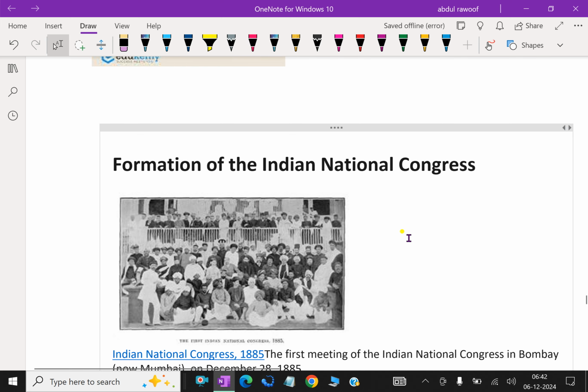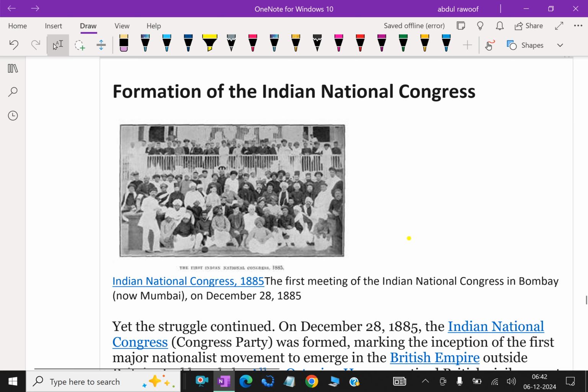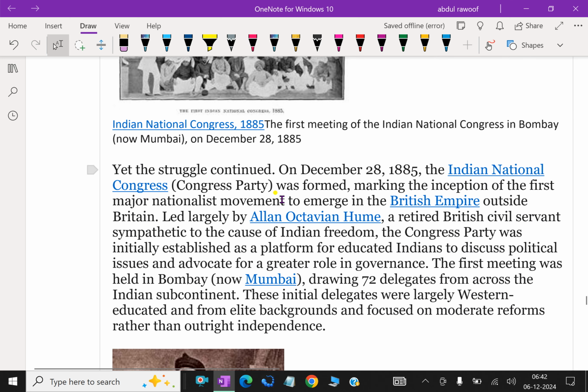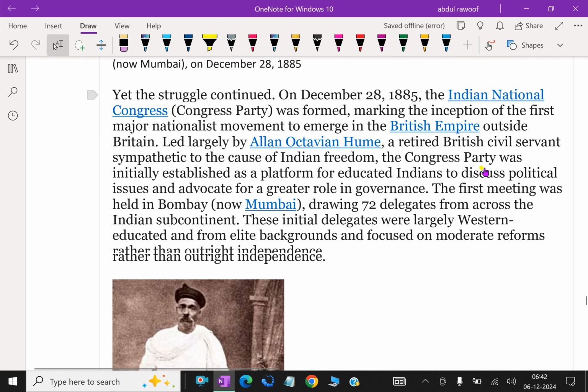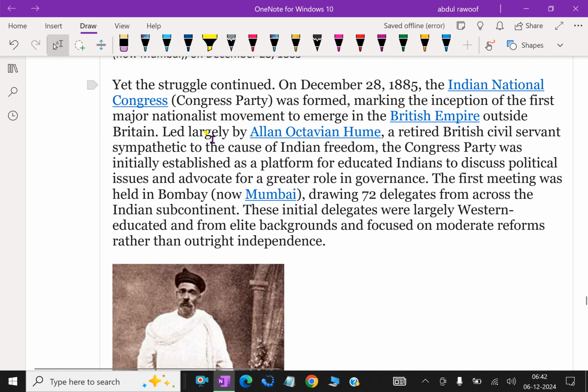Now we'll come to detailed reading. The formation of Indian National Congress. Yet the struggle continued. On December 28, 1885, the Indian National Congress Party was formed, marking the inception of the first major nationalist movement to emerge in the British Empire outside Britain.